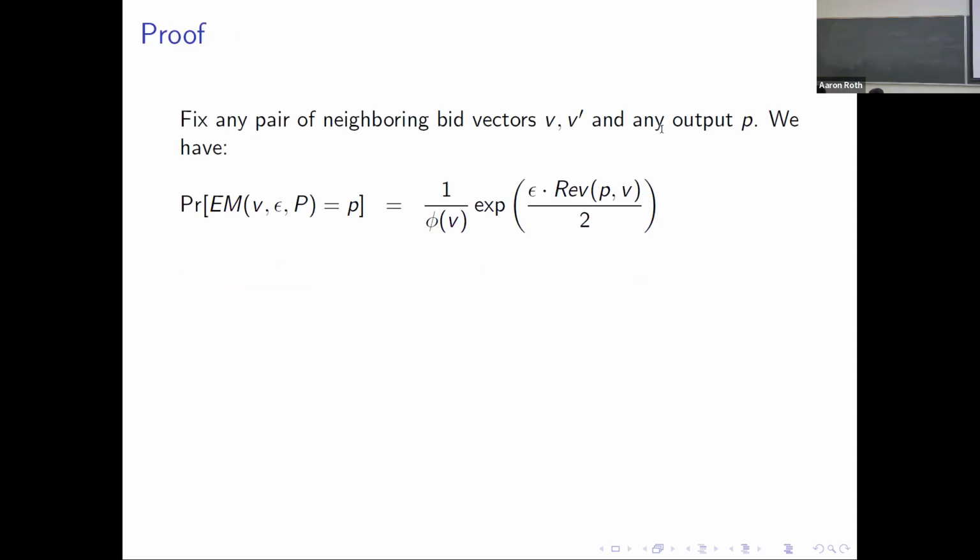So let's prove that this exponential mechanism is differentially private. And remember, what is the thing we need to prove? We need to show that for any price p, for any bid vector v, and for every neighboring bid vector v prime that results from any single bidder unilaterally deviating and misreporting some other bid, the probability of outputting price p remains almost unchanged, changes by at most an e to the epsilon factor.